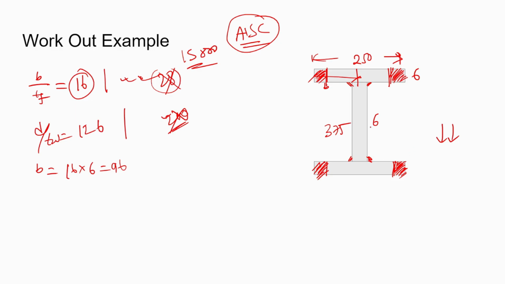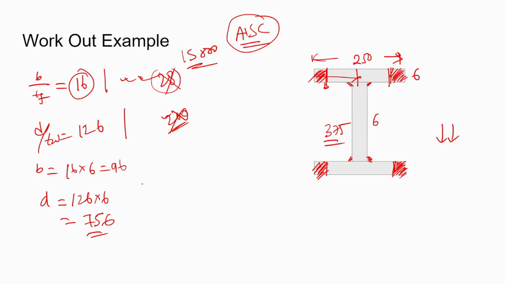Now let's check whether the full web is participating or not. So maximum allowable D is 126 into 6. So it is coming as 756. Yes, right? So I think it is enough. So the complete web is participating in load carrying, right?